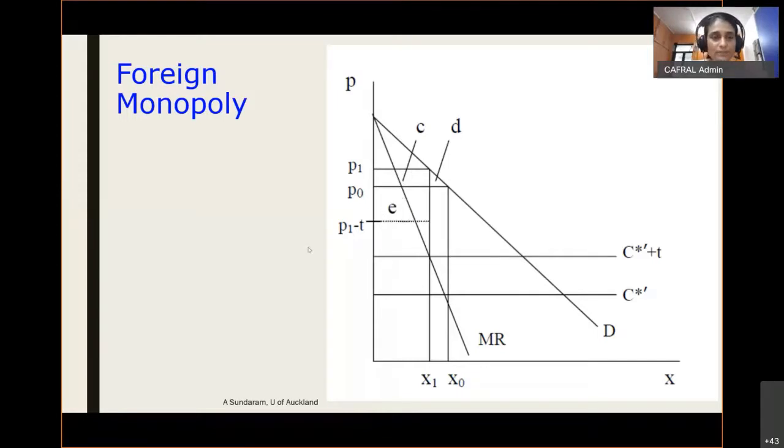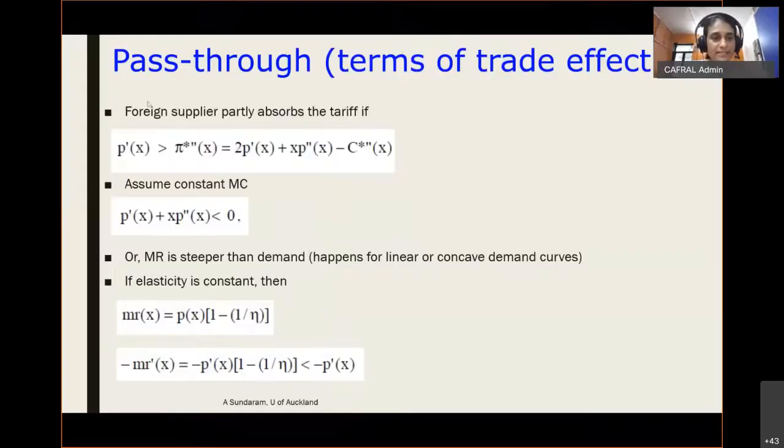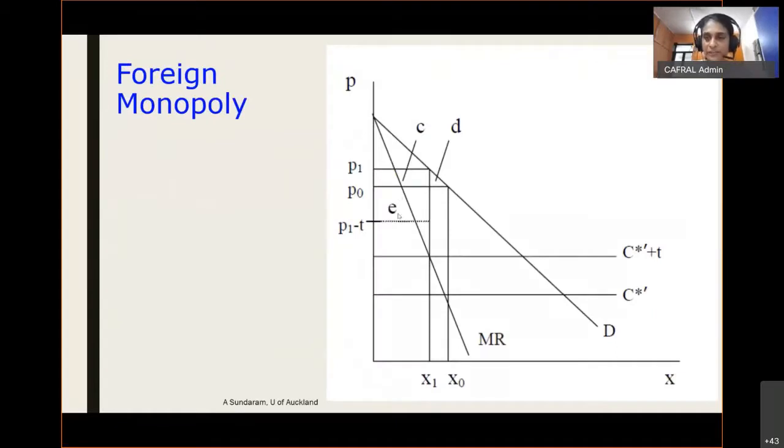So what the theorem tells us is that the foreign supplier will partly absorb the tariff as long as we have that condition satisfied, which is that marginal revenue is steeper than demand. And if that is the case, then you are going to get a terms of trade effect. The minute you have a terms of trade effect, you can have positive welfare from the tariff, because the terms of trade effect is what determines welfare gains for the country.